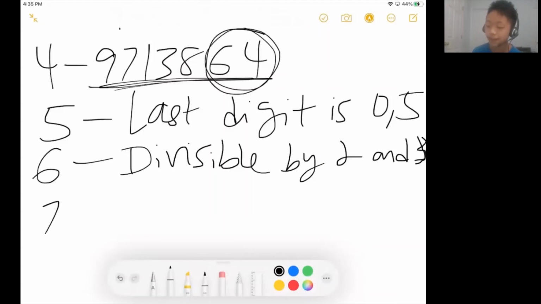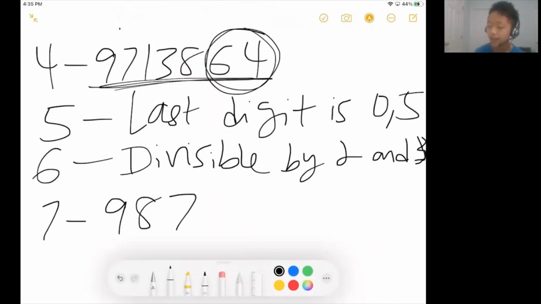Then for 7, it's not on the handout, and the divisibility rule for 7 isn't that useful. I don't think there's ever been a problem where you were required to know the divisibility rule for 7, and a lot of the time it's just faster to do the long division. But in case you're curious, let's take a number.